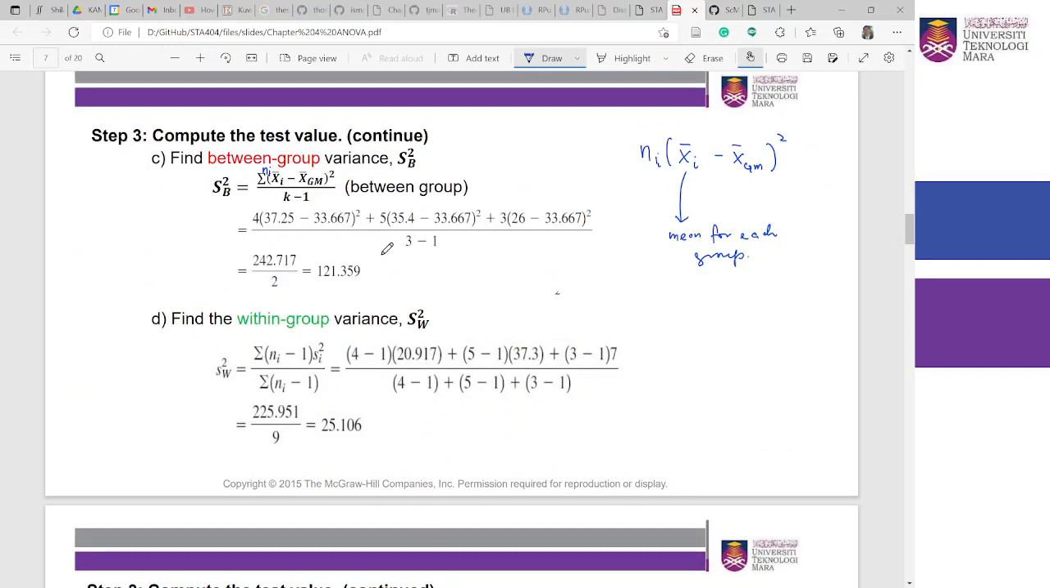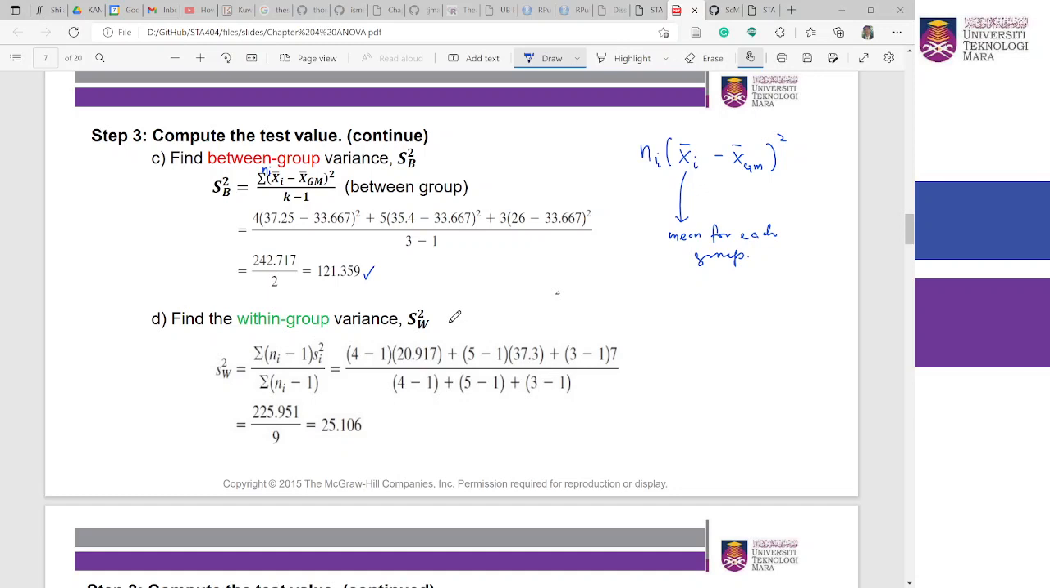Okay, so you have this value over here. So you need to get the mean: 37.25 minus 33.667. So this is the mean for the first group. And then ni is 4. So group 1 ada 4 data. So 4 kali dengan this one lah. Alright, and then continue with the second one and the third one. And then divide by k minus 1, that is 3 minus 1, so you get the value for this one.